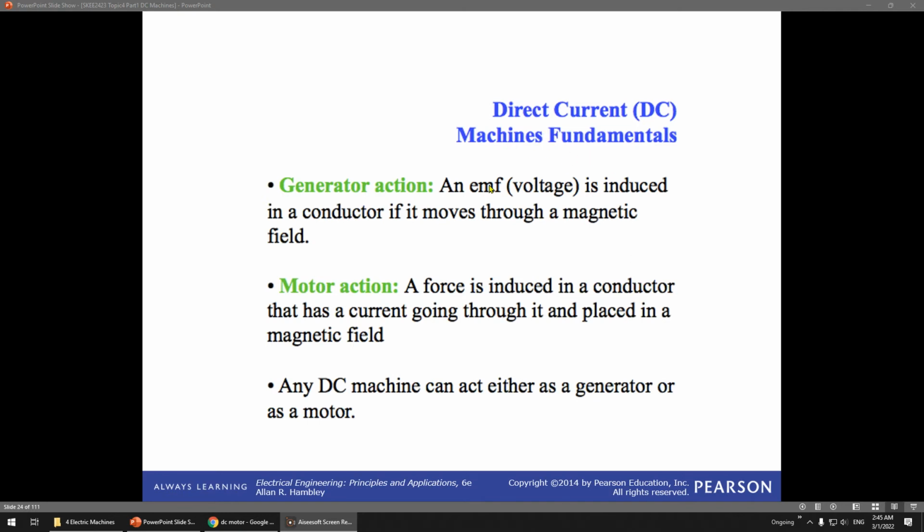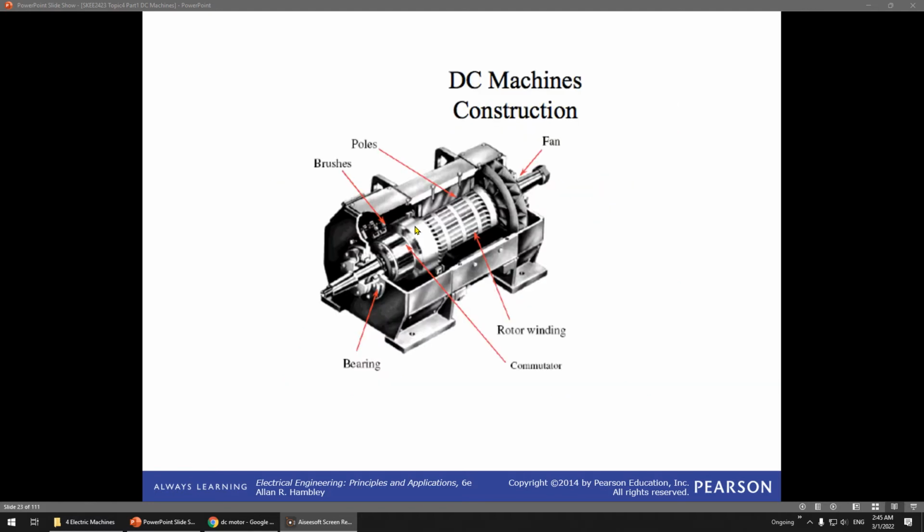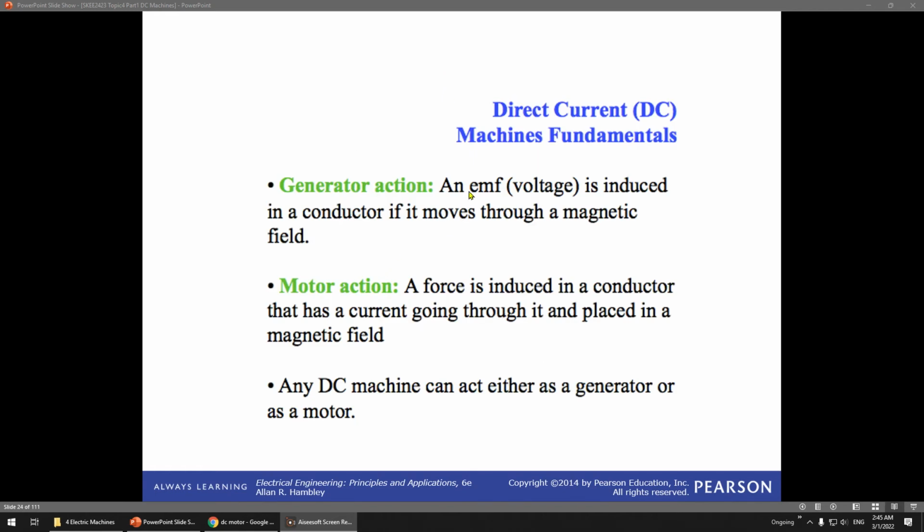Direct current machine fundamentals. Generation action: an EMF voltage is induced in a conductor if it moves through a magnetic field. Remember the magnetic theory from before. For a motor, a force is produced in a current-carrying conductor placed in a magnetic field. Force will be produced for a motor, EMF will be produced for a generator.